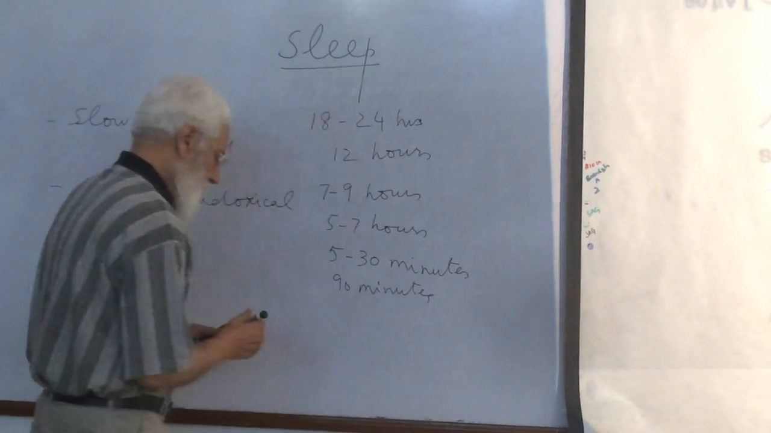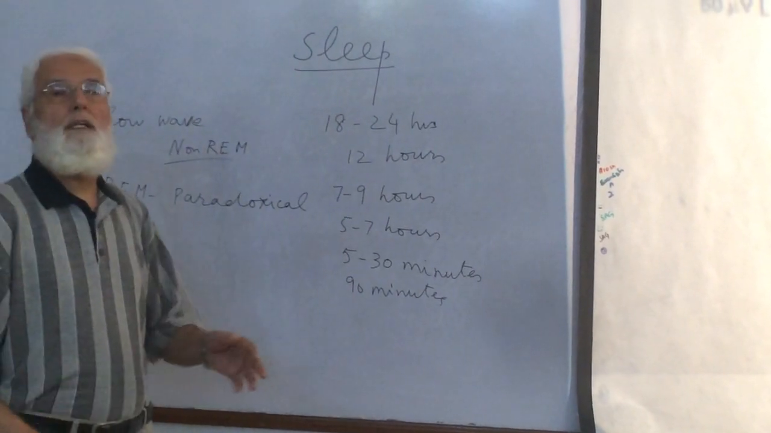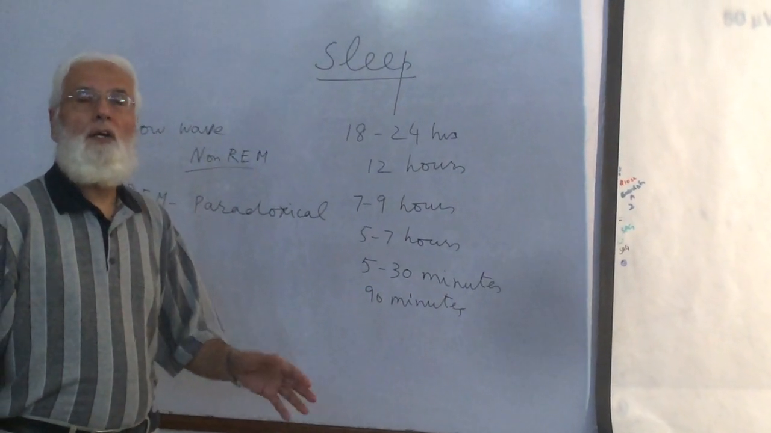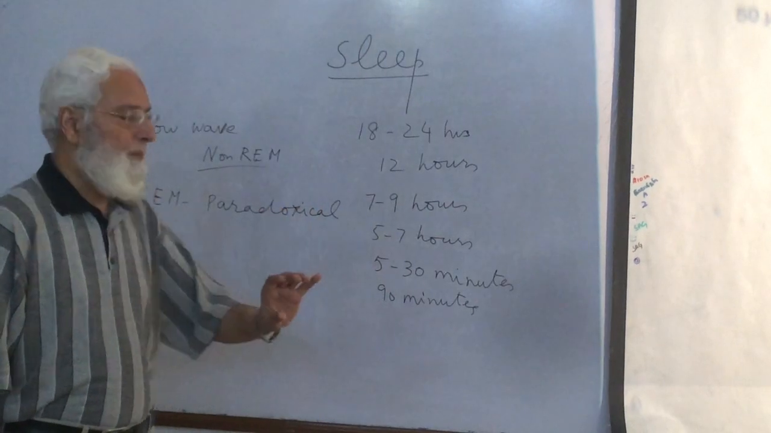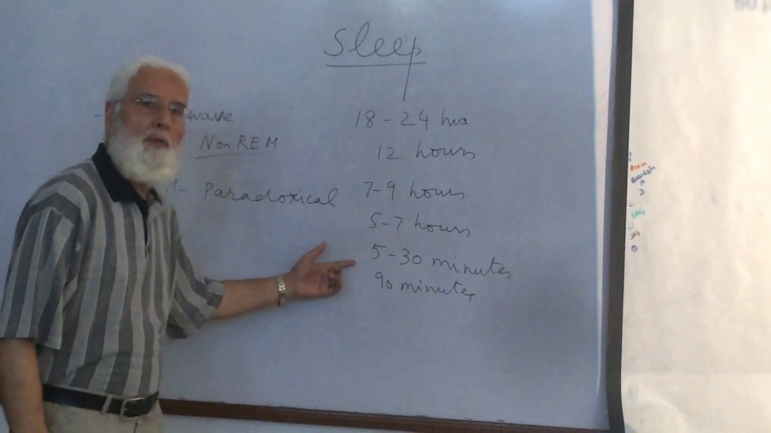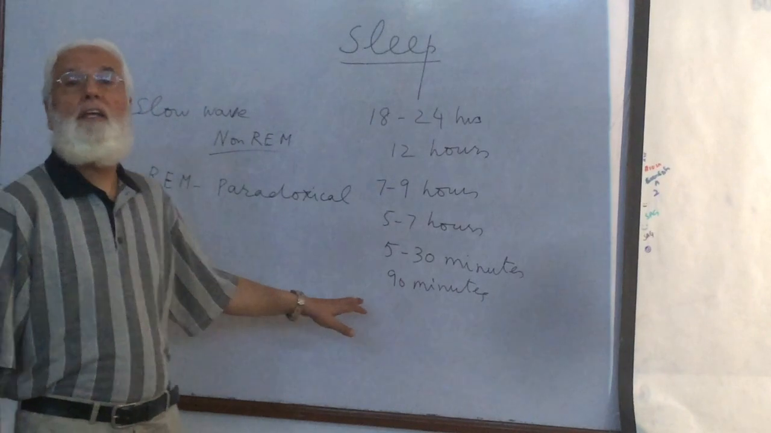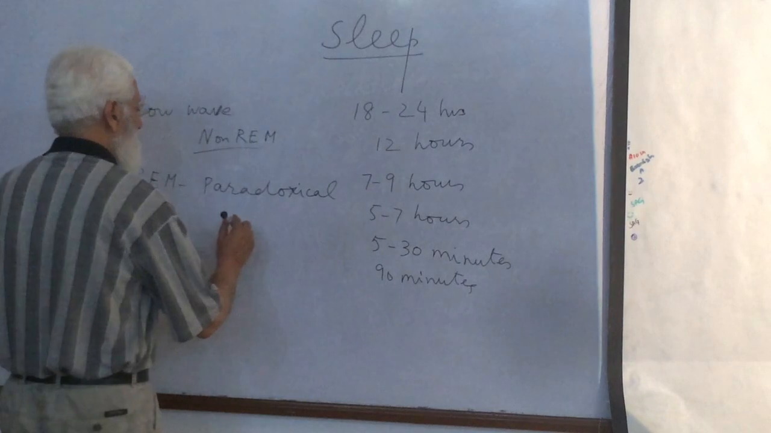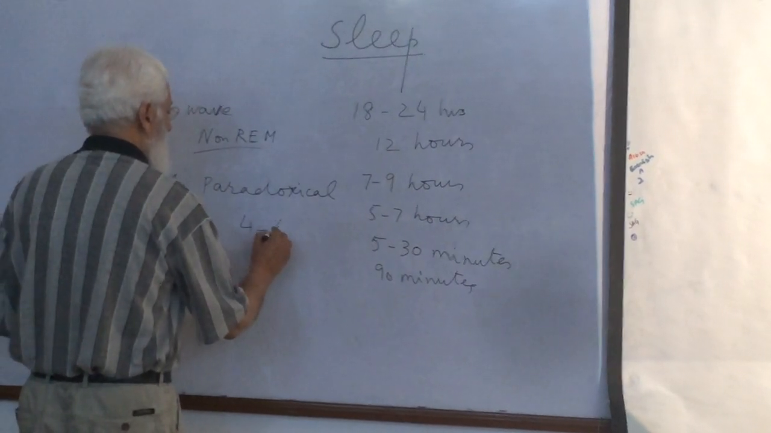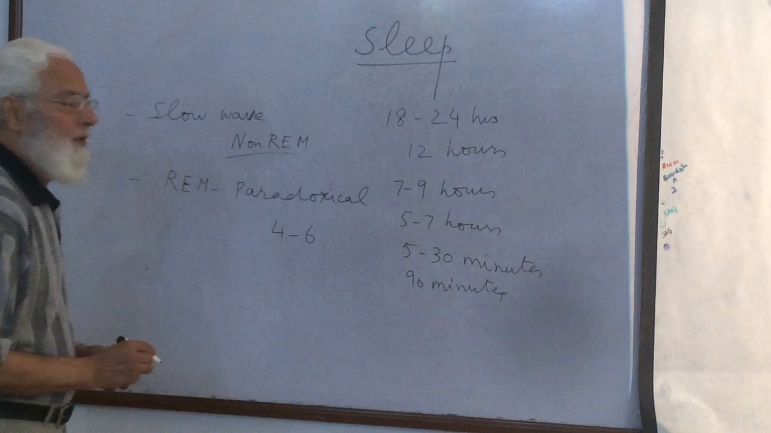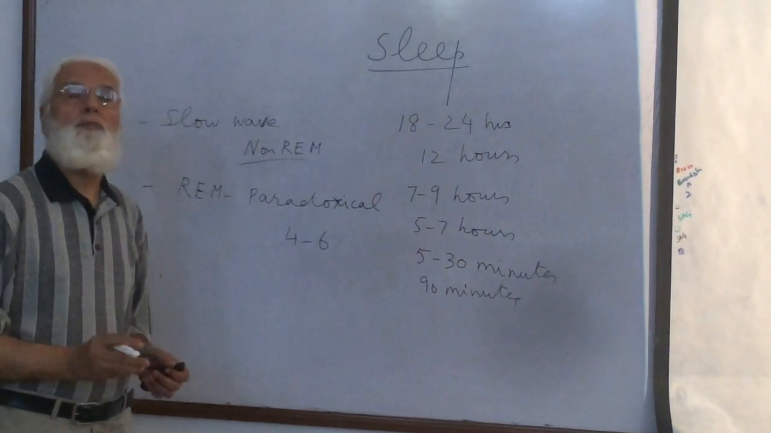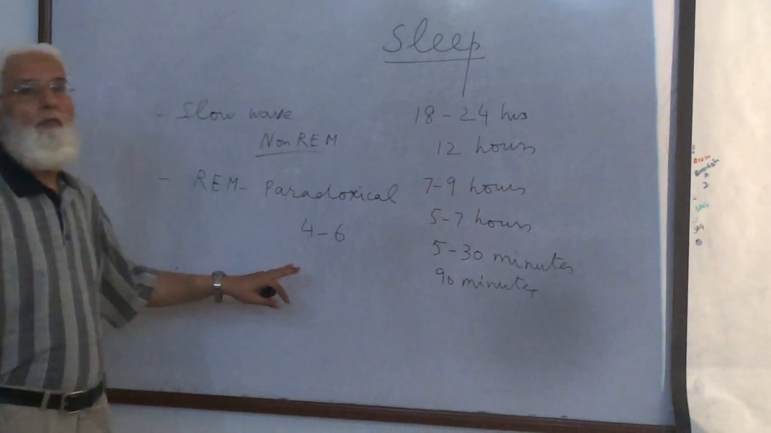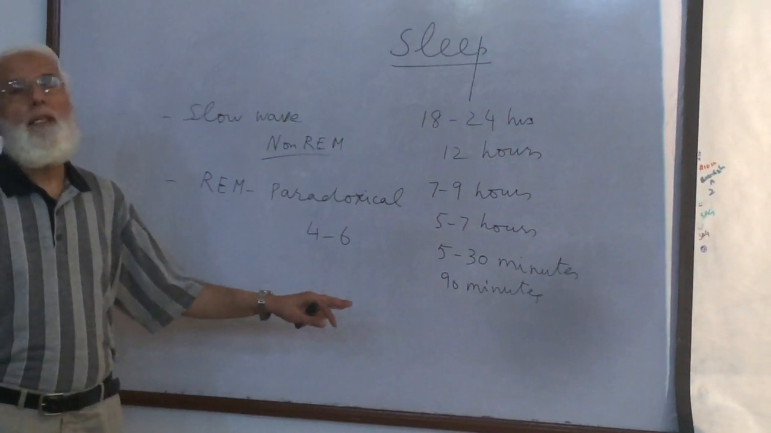Repeated every 90 minutes. So I told you that REM sleep, rapid eye movement sleep, occurs in episodes, each episode lasting for 5 to 30 minutes and repeated every 90 minutes. There are 4 to 6 episodes or periods of REM sleep during a night.